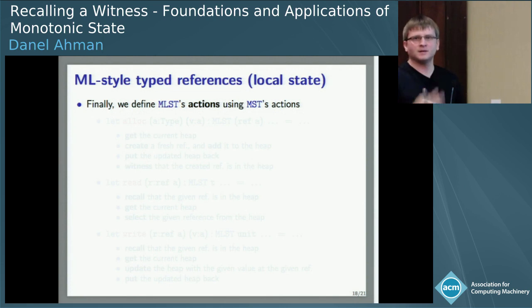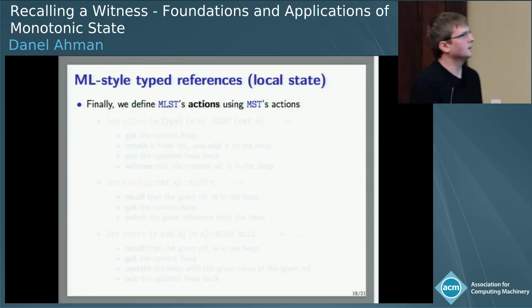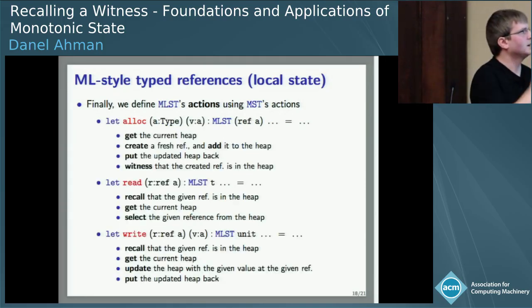And as a last step, we also have to define the operations of this ML-ST effect, namely allocating a reference, reading from a reference, and writing a new value to the reference. The way that we do it is we just use the underlying actions of this global state MST. So we just have get and put operations. So the idea is that with the get and put operations, we read the heap, we do some manipulations, and put the heap back, as I'm showing here.